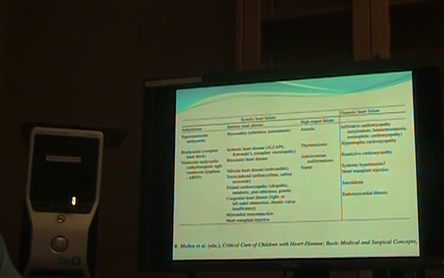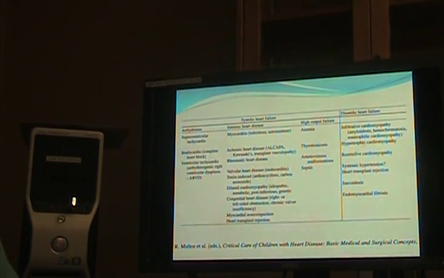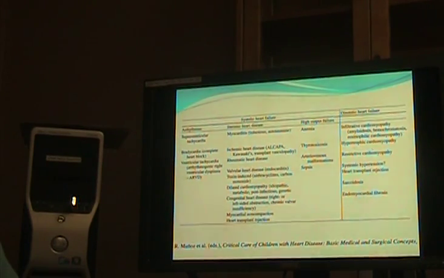And of course, diastolic heart failures here are the cardiomyopathies, infiltrative things that cause the myocardium to become stiff. In kids, what we see probably the most often is hypertrophic cardiomyopathy, but we do see the other ones as well.